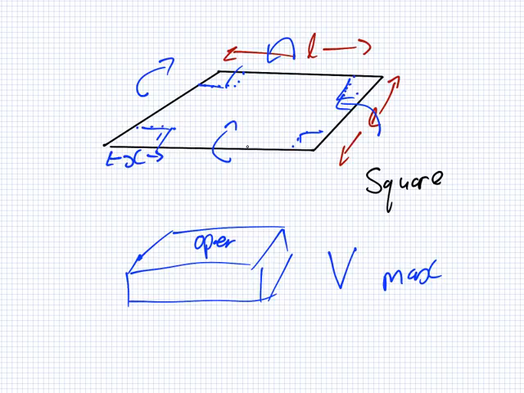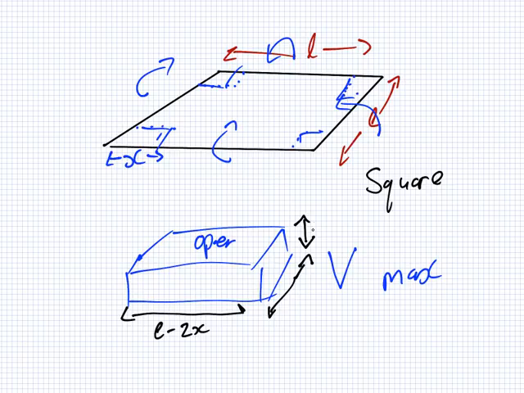Okay, let's have a look. So, here, the volume. Well, how big is this side? L minus 2x, because you've cut x out. And this side is the same. And the height?